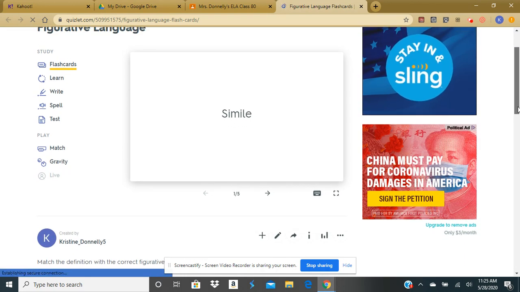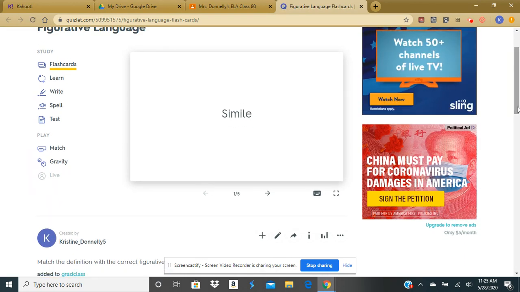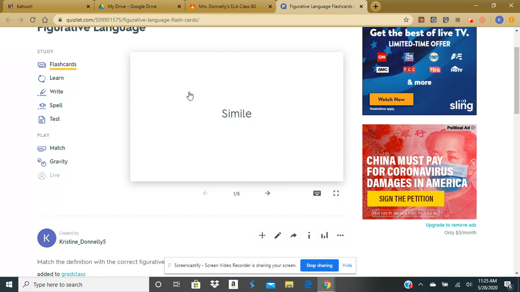So what we're going to do is you are going to do a quick review of the definitions of figurative language. The way you're going to do this is the flashcard comes up with the name on it. To get the definition, you click the card and the answer will come up. So let's review.